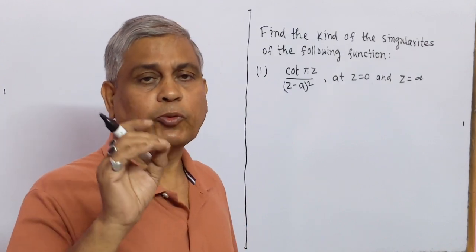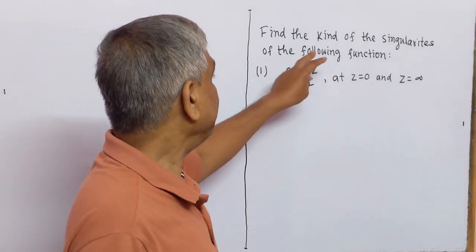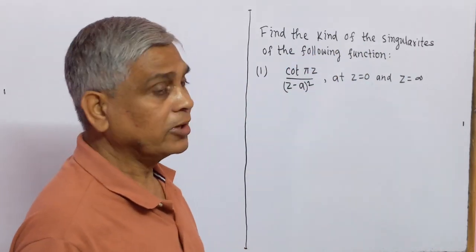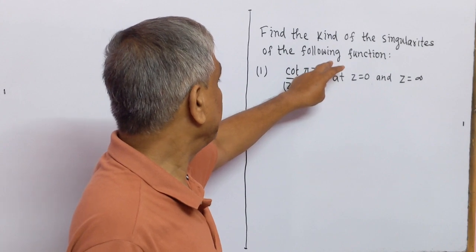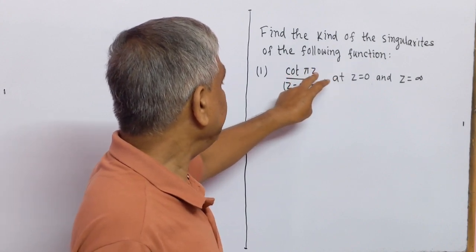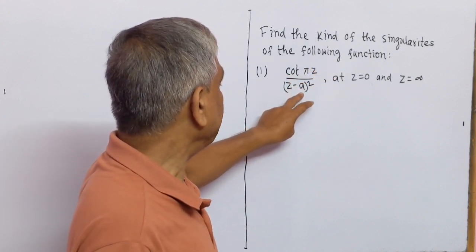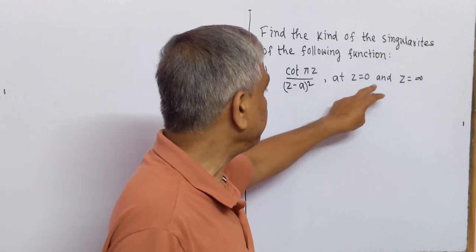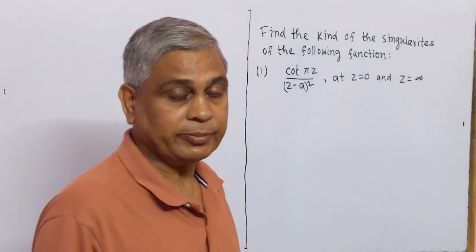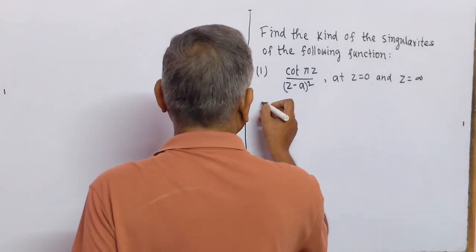Now we solve a problem. Find the kind of singularities of the function cot pi z by z minus a whole square at z equal to 0 and z equal to infinity. Solution.